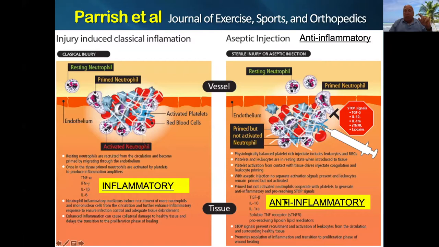And this is exactly what we get when we have an aseptic injection, when we're doing regenerative medicine. We're not dealing with bacterial infections. We're dealing with this. And what do we get from these eventually? We get TGF-beta, interleukin-10, and interleukin-1 antagonists. These are things that actually help with regeneration of tissue. That is why you really do not want to get rid of these entities.